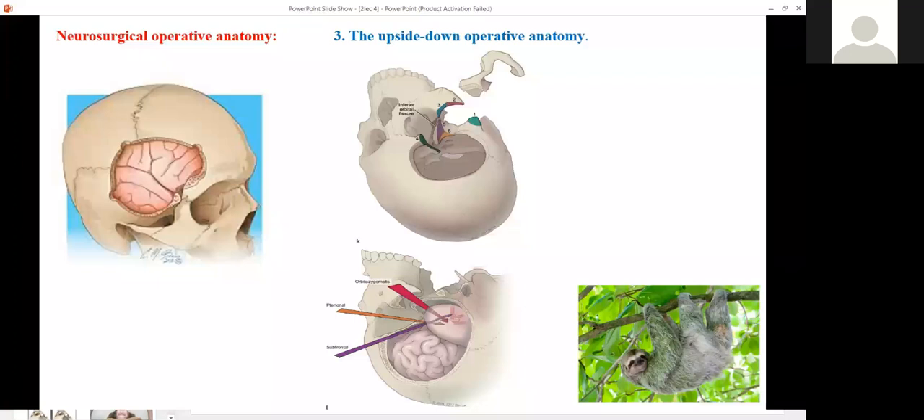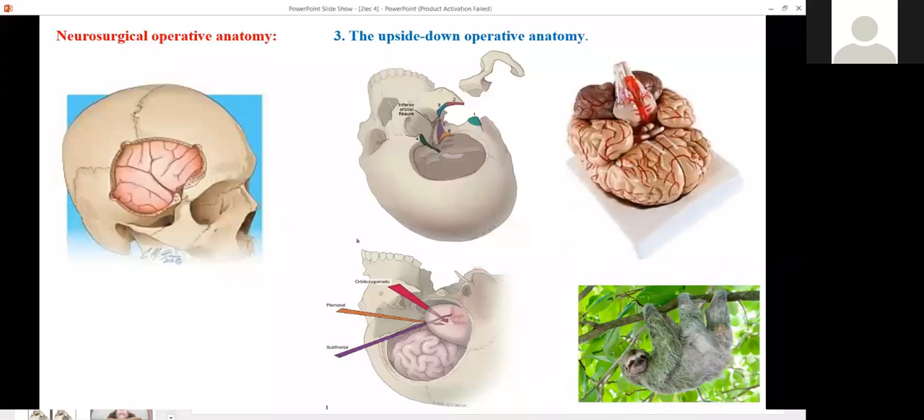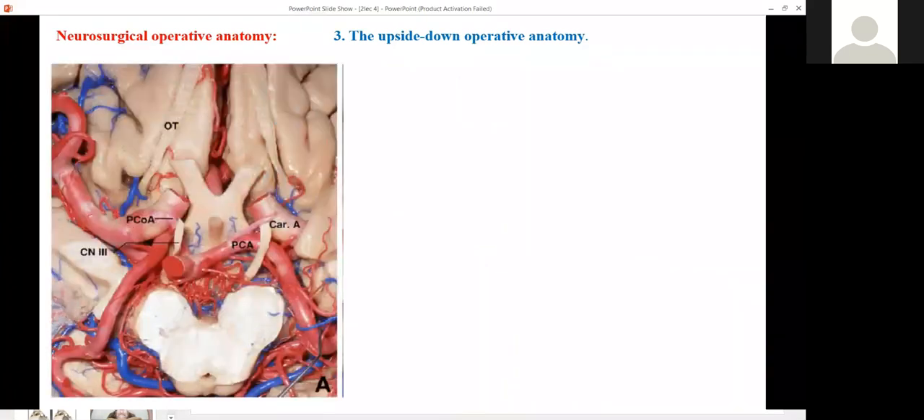This is just an introduction slide, to put an idea in your mind that the brain is like this when you are approaching the patient from a subfrontal approach, or maybe from a pterional approach. It will be just inverted and even oblique. Actually, it's not only upside down, but also oblique.